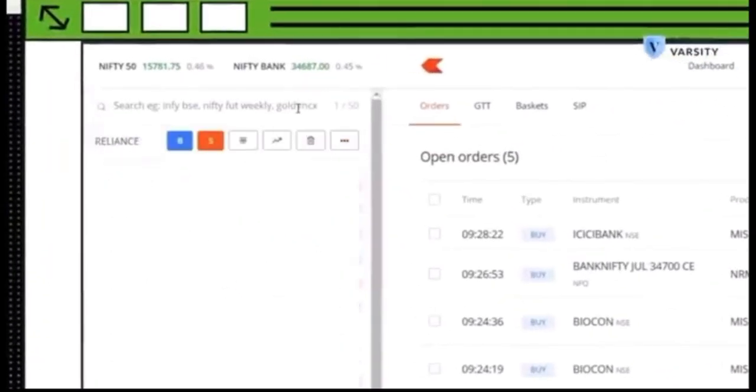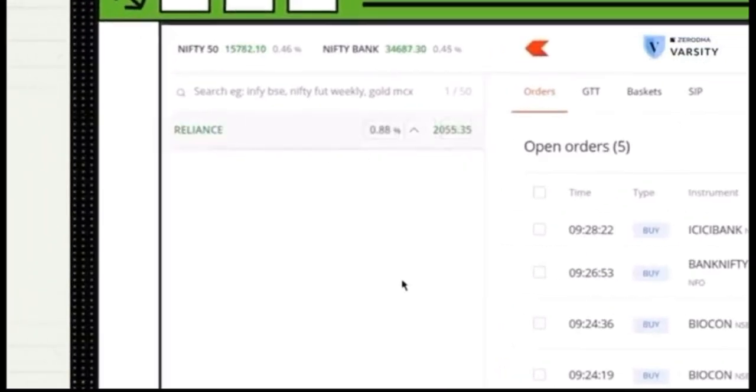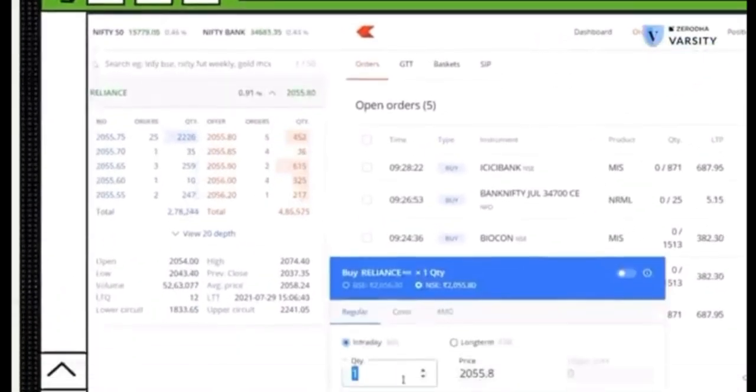So I am adding Reliance to my broker terminal. This, as you can see, is the market watch, and I'm using Zerodha Kite for this. And this is the current last traded price of Reliance at the moment. Now what I'll do is, I'll place a 10 shares buy order.